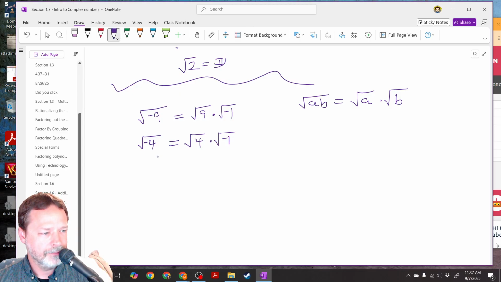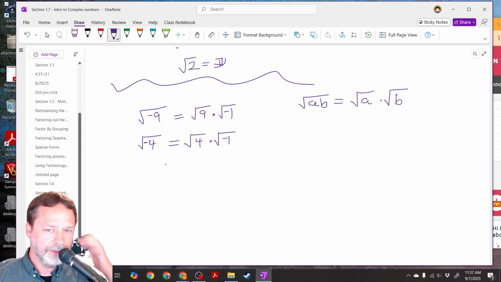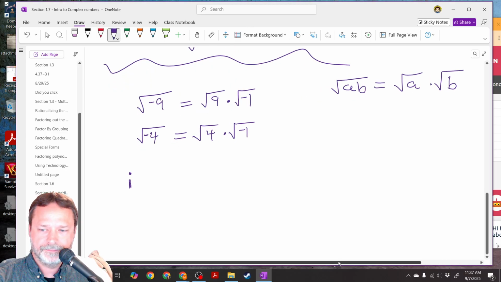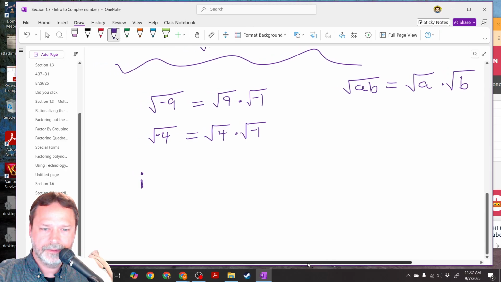So that's what I need then. I need a number, not on the number line, that I can square to get a negative. What's that number? That number is i. We're going to call it i. And so don't get confused on this. Okay, it's i.